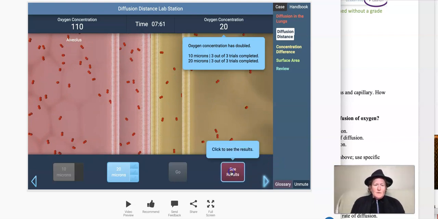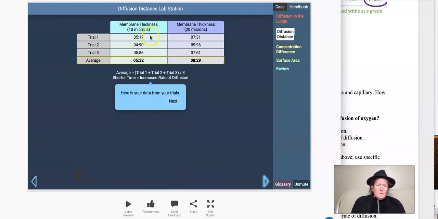Let's go look at our results. So at 10 microns, our average was like 5 minutes and 32 seconds. When we doubled the membrane thickness, we didn't quite double the time, but it took a lot longer.